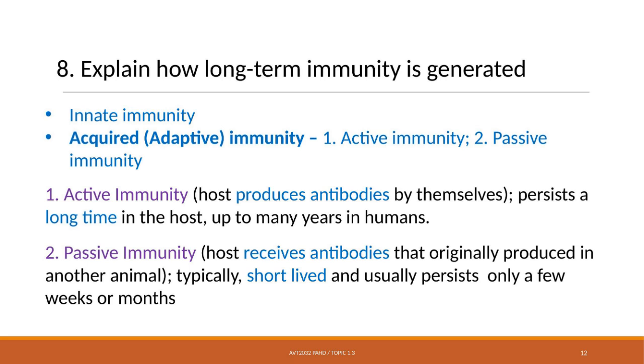2. Passive immunity is the acquisition by a host of immune factors which were produced in another animal, i.e., the host receives antibodies and/or immunoreactive lymphocytes originally produced during an active response in another animal. Passive immunity is typically short-lived and usually persists only a few weeks or months. Basically, the person or host suffering from any infection will receive the antibodies obtained from another host animal. For example, we have seen in the recent COVID-19 pandemic that some severely infected persons received antibody therapies.